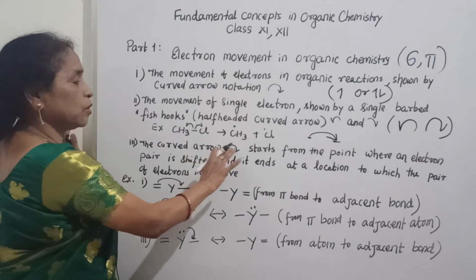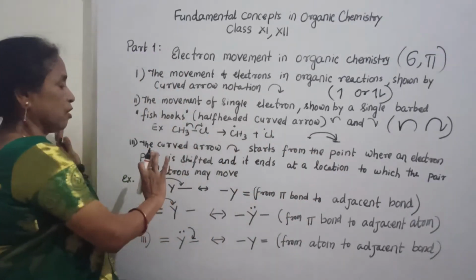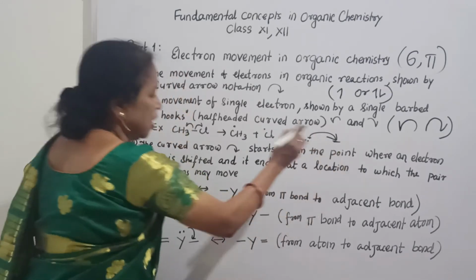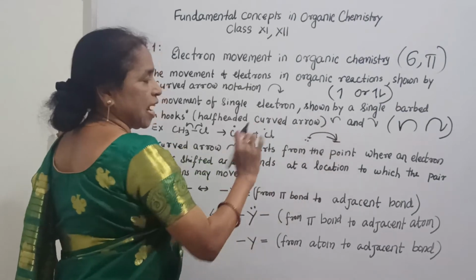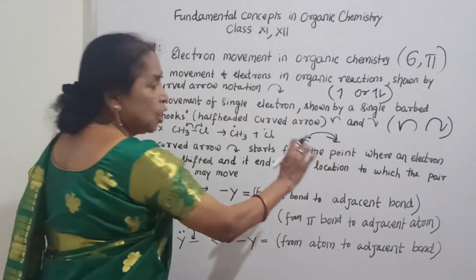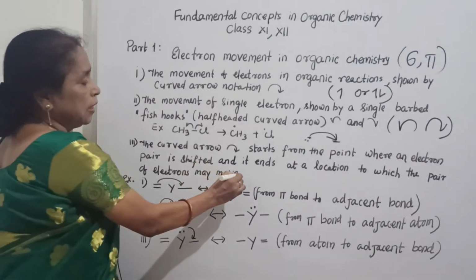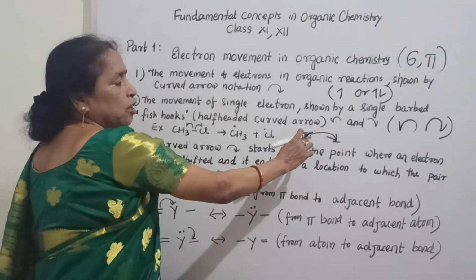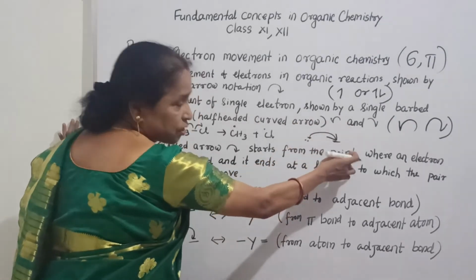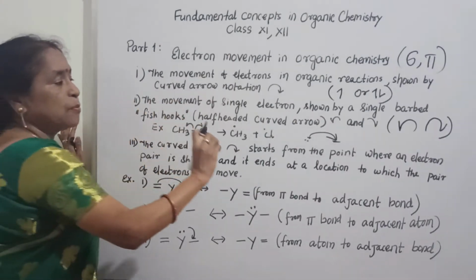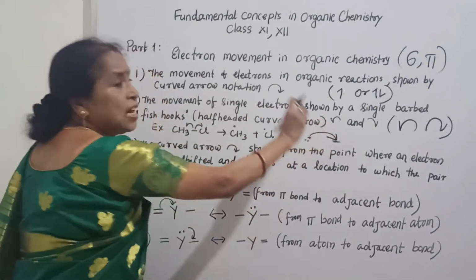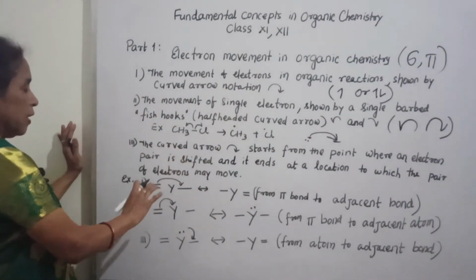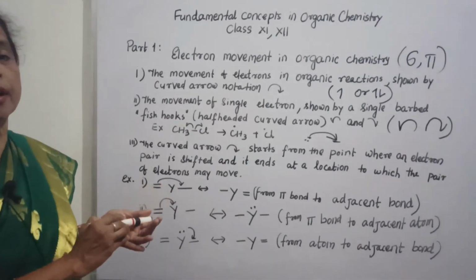So the curved arrow starts from the point when an electron pair is shifted. Suppose from here the pair of electrons wants to shift, and it ends at a point, at a location, to which the pair of electrons may move. That means here is its starting point, here is its ending point. Here the electron moves from this location to that location where there is an arrow mark. Now there are three types of movement of electrons.